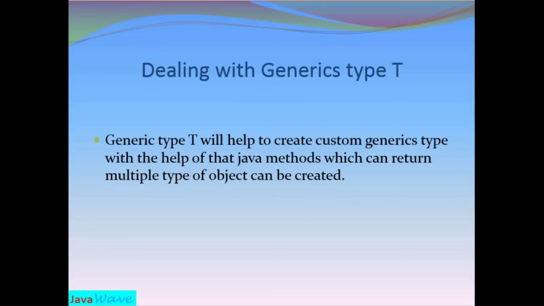Another topic for generics is dealing with generic type T. So what is dealing with generic type T? This we can use while creating our custom collection where we want to use custom generics. Generic types will help to create custom generic types. With the help of that, a Java method which can return multiple types of object can be created. So let's try to understand this also in Java code.